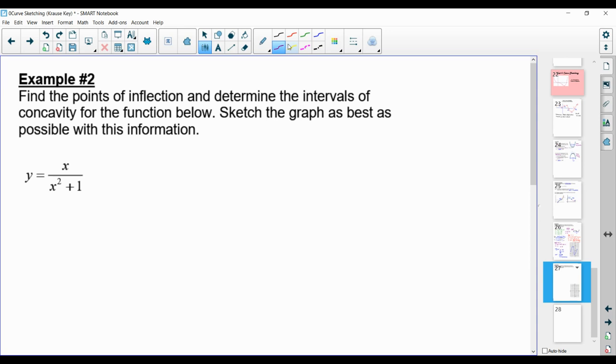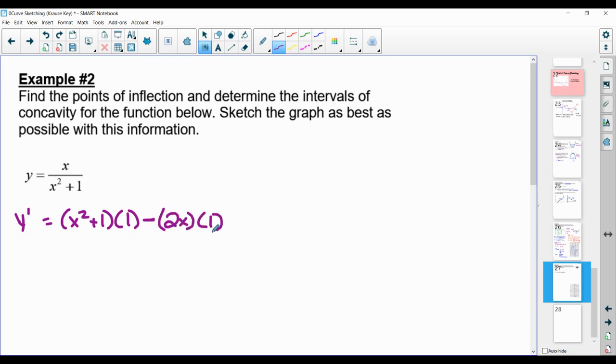So the first step is to figure out our first and second derivatives, and this is going to actually take the most amount of work because we're dealing with a rational function here. So we'll start off with the first derivative. First derivative, I'm going to use the quotient rule. So x squared plus 1 times the derivative of x minus the derivative of x squared plus 1, which is 2x, times 1.